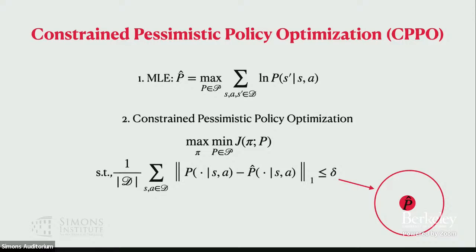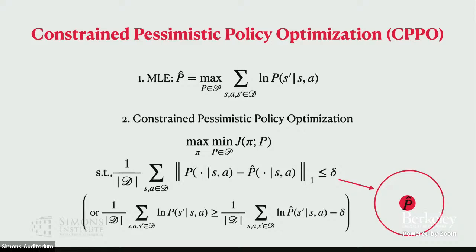This total variation distance might look a little bit complicated from a computation perspective, but you can easily replace it by a likelihood-based constraint, right? Where you say, basically, I'm only going to look at models whose empirical log likelihood is not falling too far below the empirical log likelihood of the MLE.